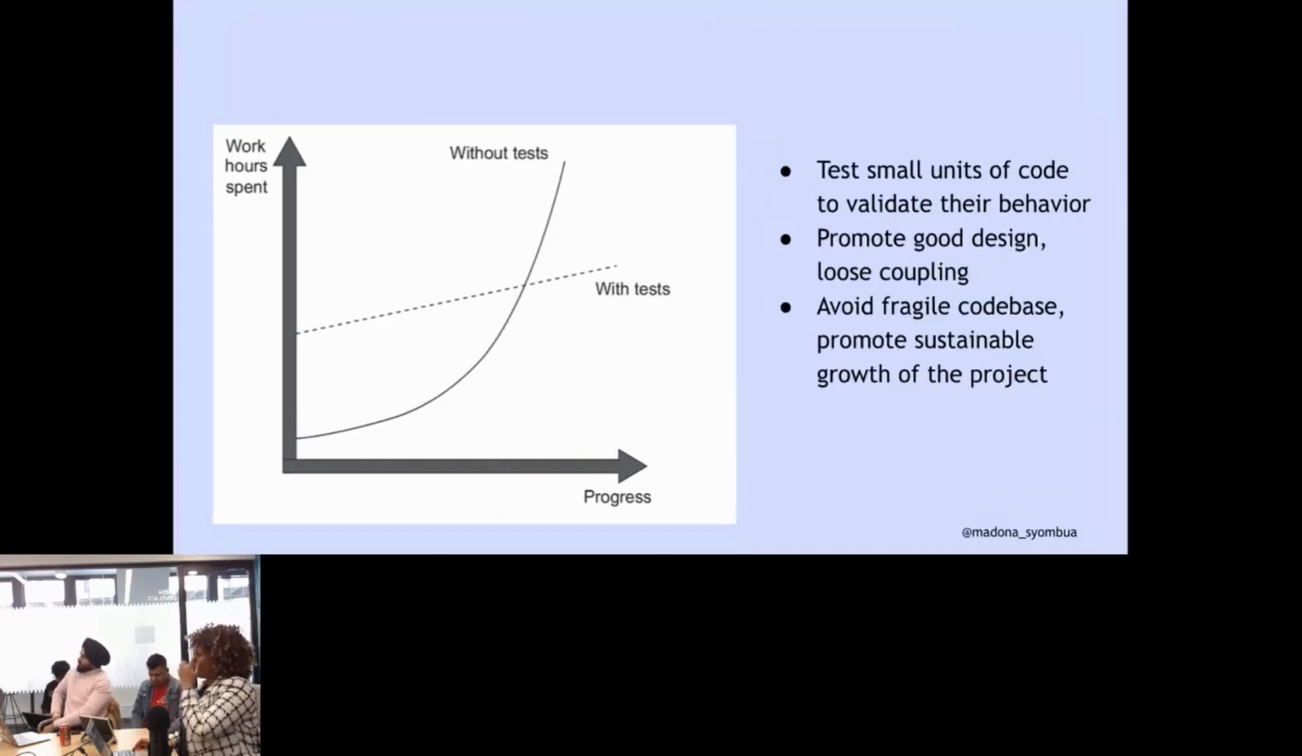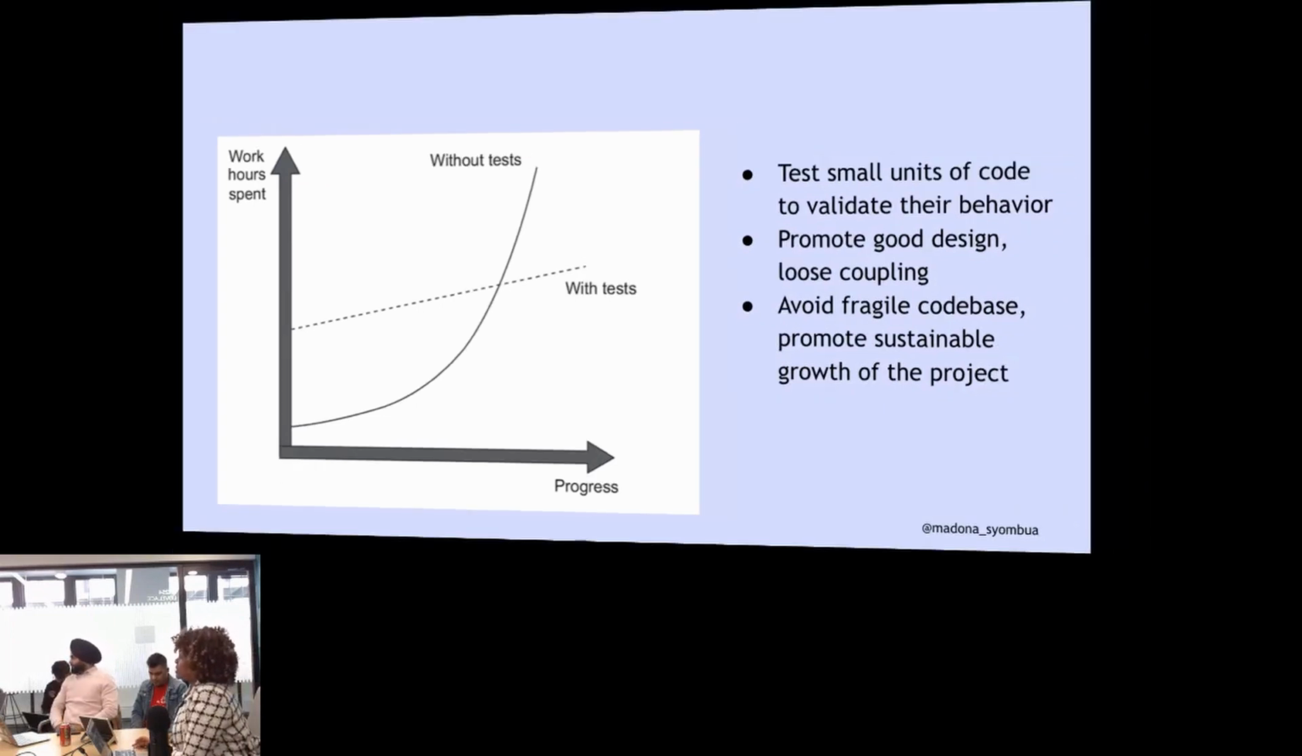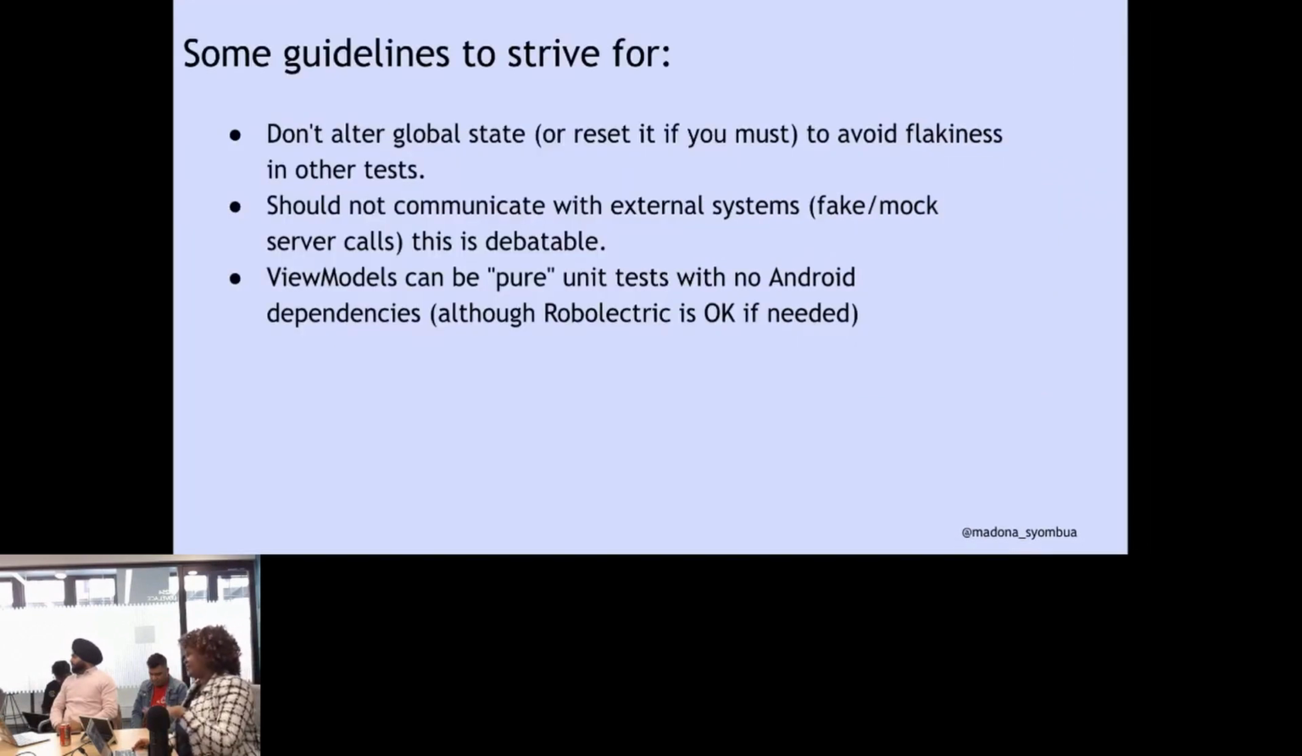Now, like I mentioned before in my agenda, it's not good to touch on UI tests without touching a little bit on unit tests because I think they're also very important to write. And I find them the easiest actually to write and maintain, because maintaining UI tests to me has been very, very difficult, not very easy. But UI tests are pretty important. As you can see here, unit tests test small units of code to validate their behavior, promote good design and loose coupling. They avoid a fragile code base and promote sustainable growth of the project.